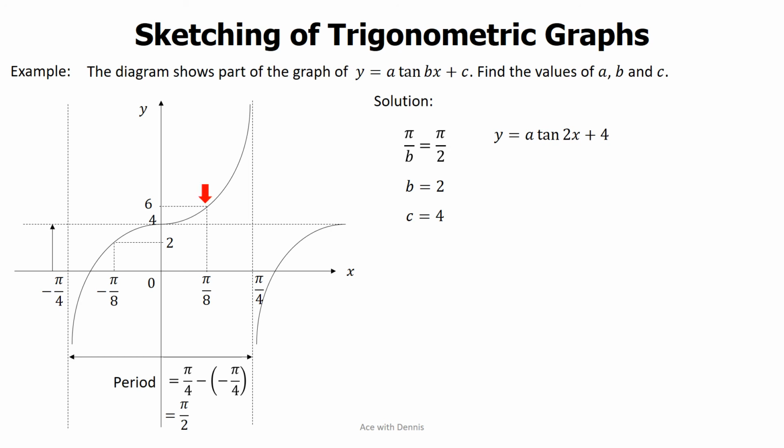After that, we take this point. The coordinates are pi over 8 and 6. So that means when y is 6, x is pi over 8. So this is the equation: 6 equals a tan 2 times pi over 8, plus 4. Now we want to solve this equation. The a will be 2.